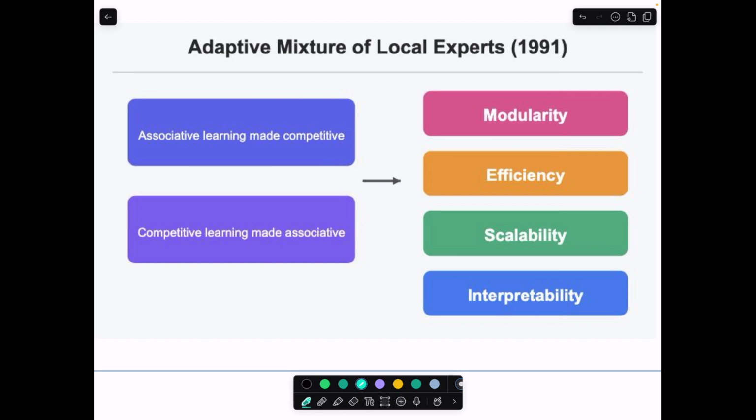For efficiency, we just talked about how using the improved error function is able to have the model adapt to the strongest expert faster. Lastly, it's about interpretability because we now can interpret the error function as a mixture of Gaussians where each expert has its own distribution.